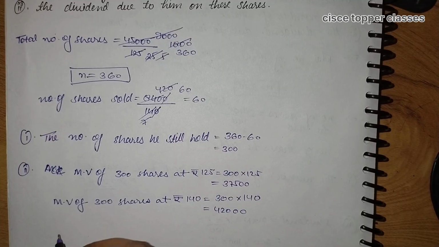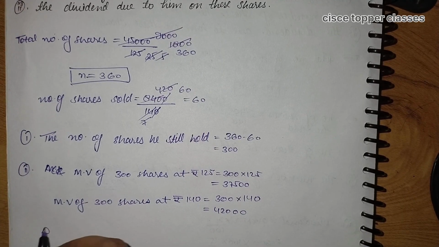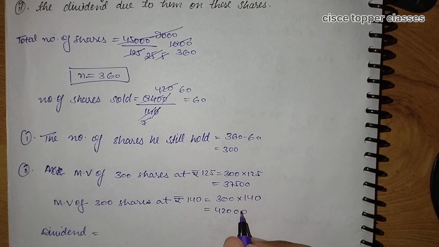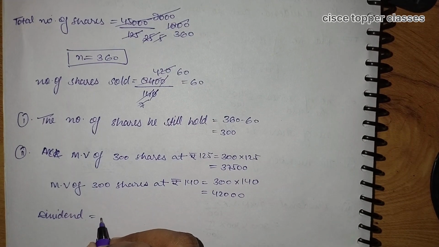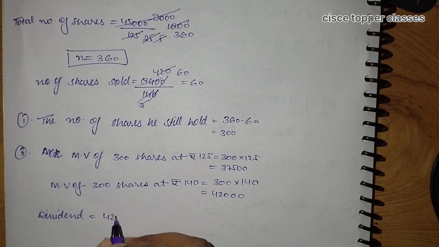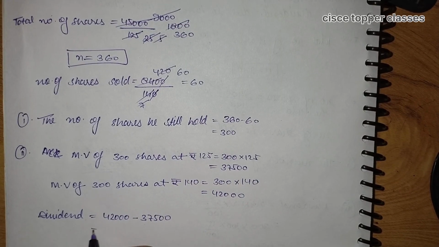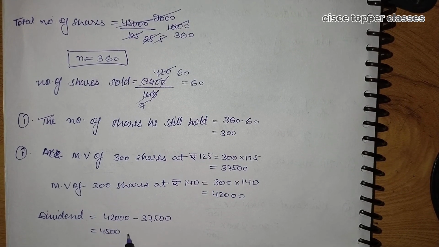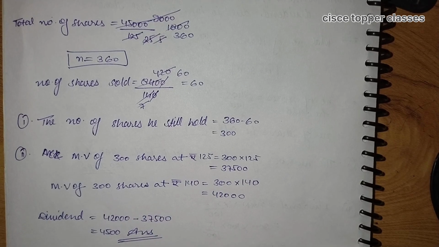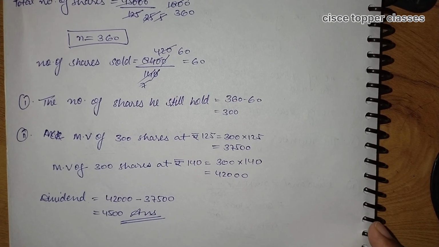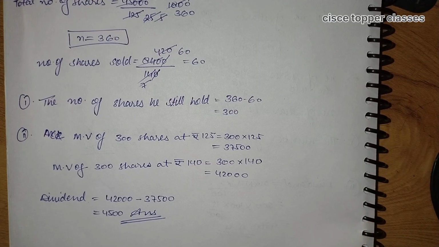If we want to find the dividend due to him on these shares, this will be the difference between these two. So dividend due to him will be 42,000 minus 37,500, so this will be 4,500 as the answer. So this is the solution of question number 14, and this is the answer.